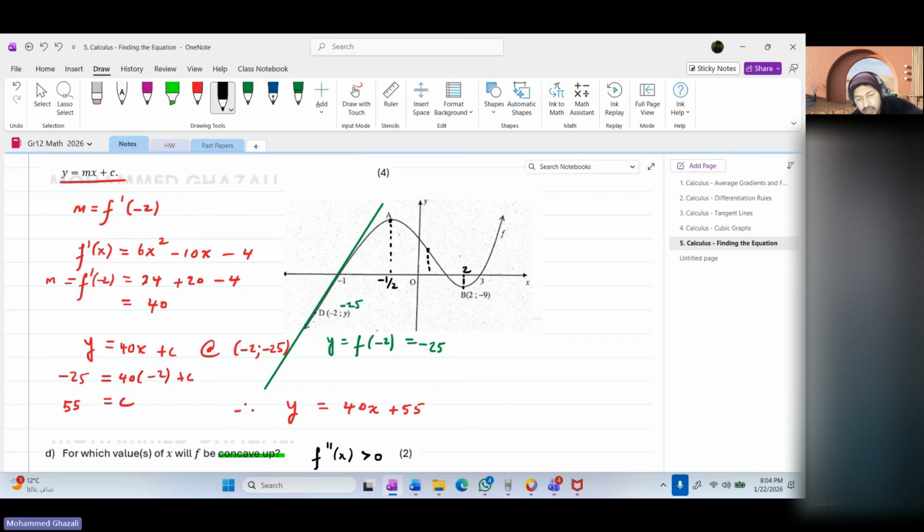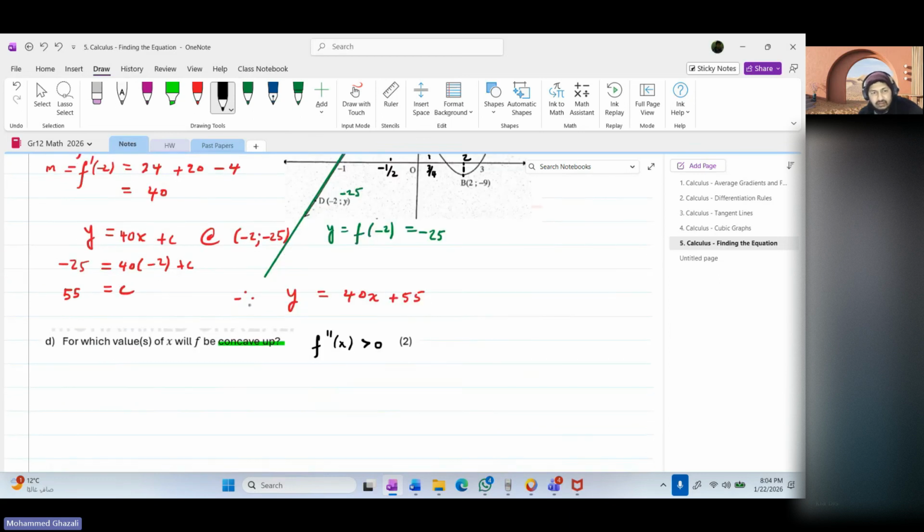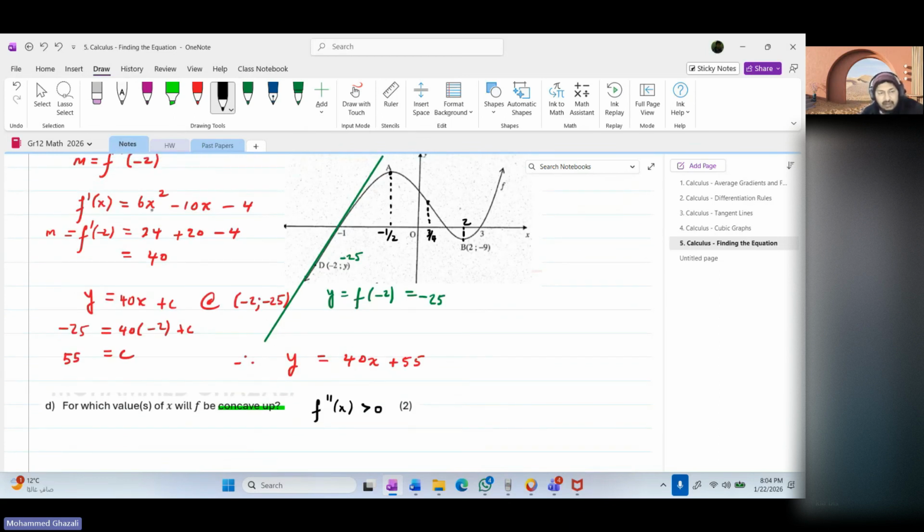So 2 minus half is 1.5. 1.5 divided by 2 will be 0.75. So it's 3/4, right? But let's just find the double derivative and make it positive. So we had a single derivative. Remember what was f prime x? F prime x was 6x squared minus 10x minus 4.